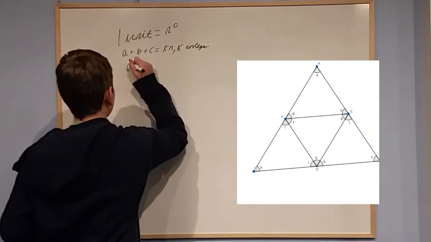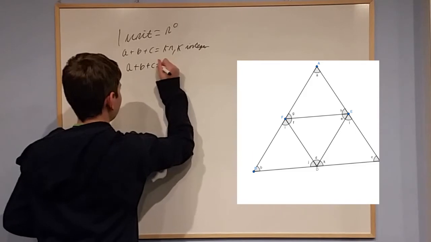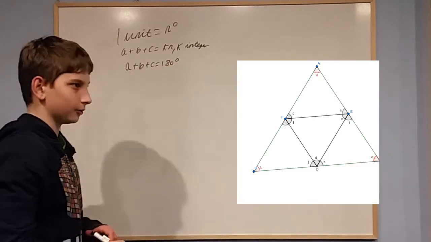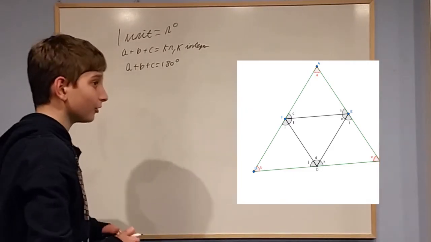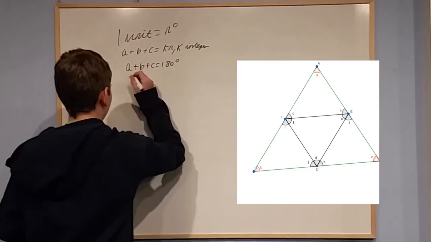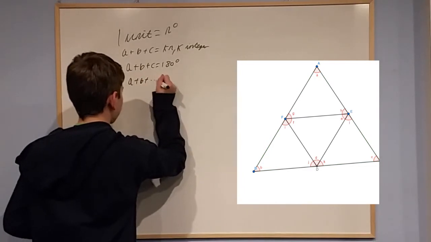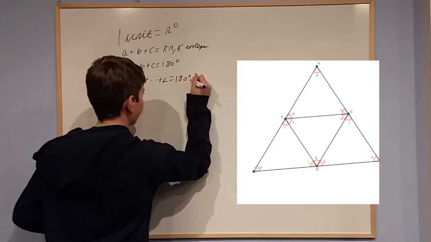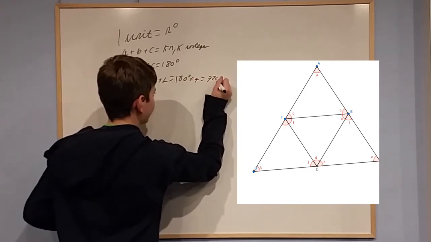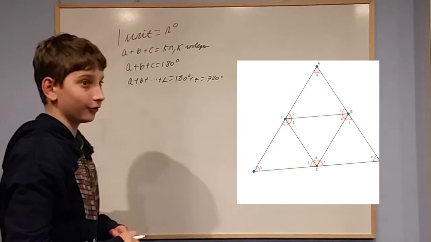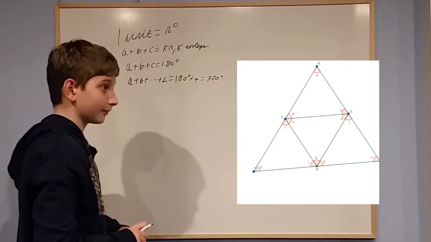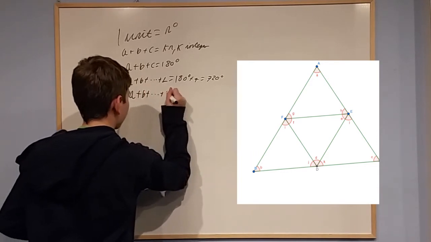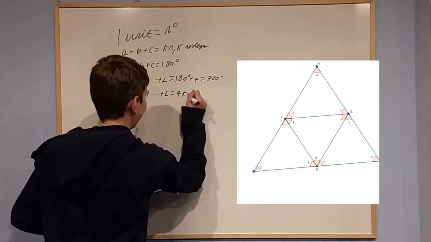However, we know that A plus B plus C is equal to 180 degrees, as A, B and C are three angles in a triangle. However, we also know that the sum of all the angles in the diagram is equal to 180 degrees times 4, which is equal to 720 degrees, as there are four little triangles in the diagram. Therefore, the sum of all the angles in the diagram is equal to 4kn.